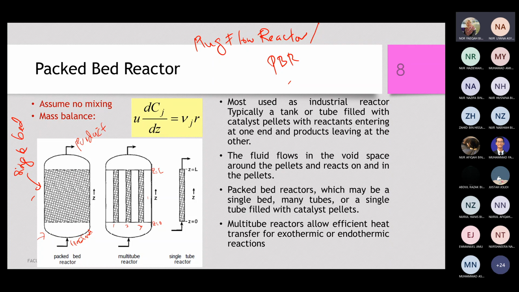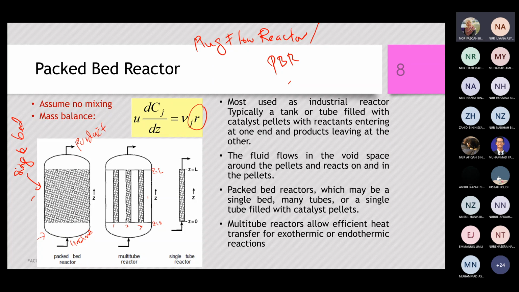Okay, then we look at the assumptions of the reaction. Because the reactor is a packed bed, we assume there is no mixing, because there is no impeller, no mixer. And the mass balance can be written as this: U dC over dZ equals VR. And R here is the homogeneous reaction rate.